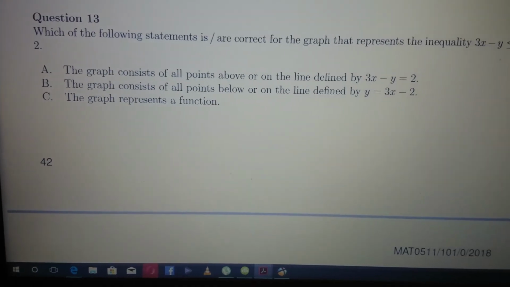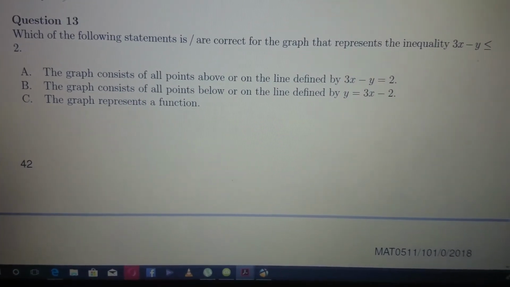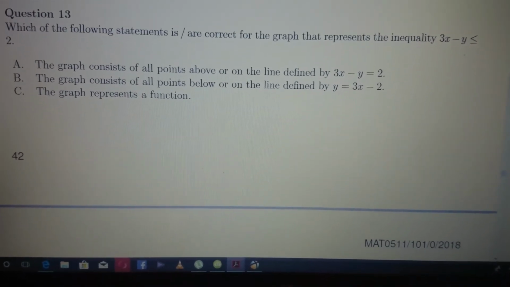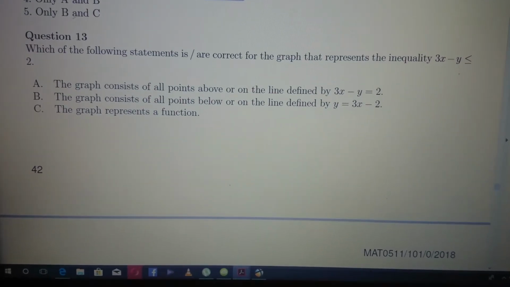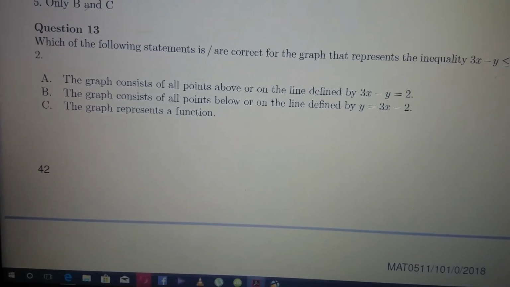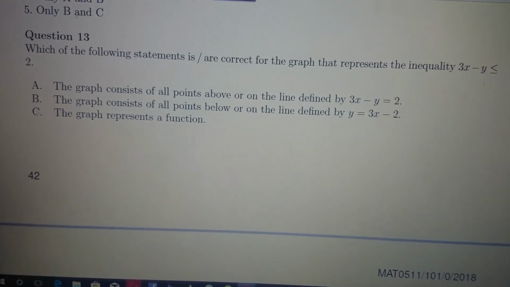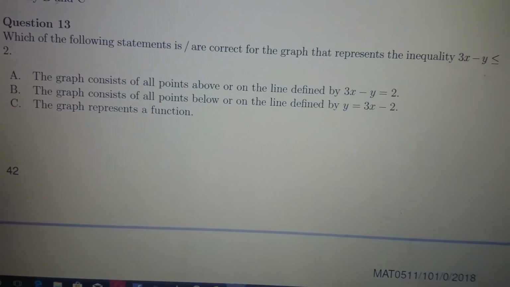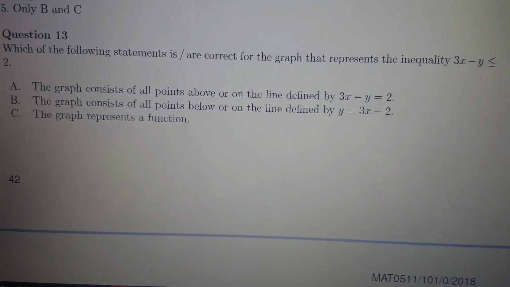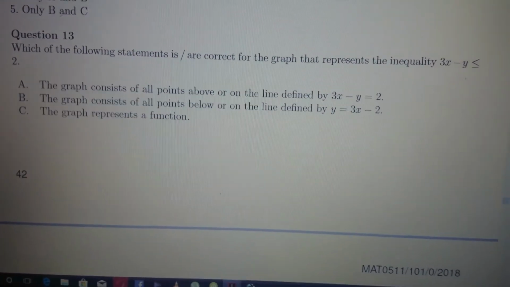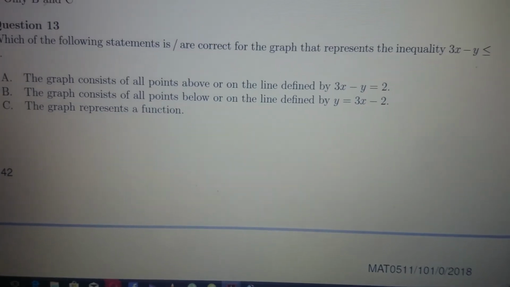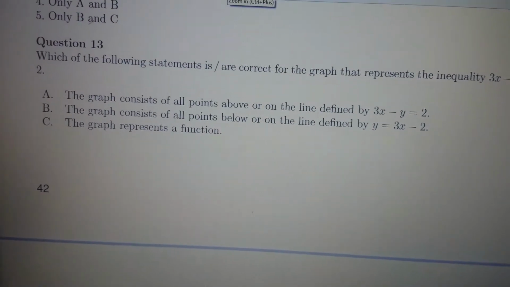So now we go to question 13. They say, which of the following statements is correct for the graph that represents the inequality 3x minus y less than or equal to 2? A, they say the graph consists of all points above or on the line defined by 3x minus y equal to 2. And B, they say the graph consists of all the points below or on the line defined by y equal to 3x minus 2. And then C, they say the graph represents the function.